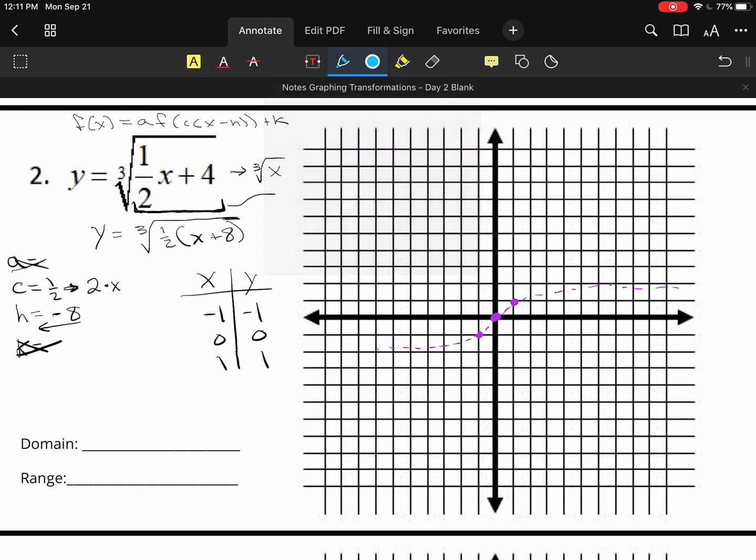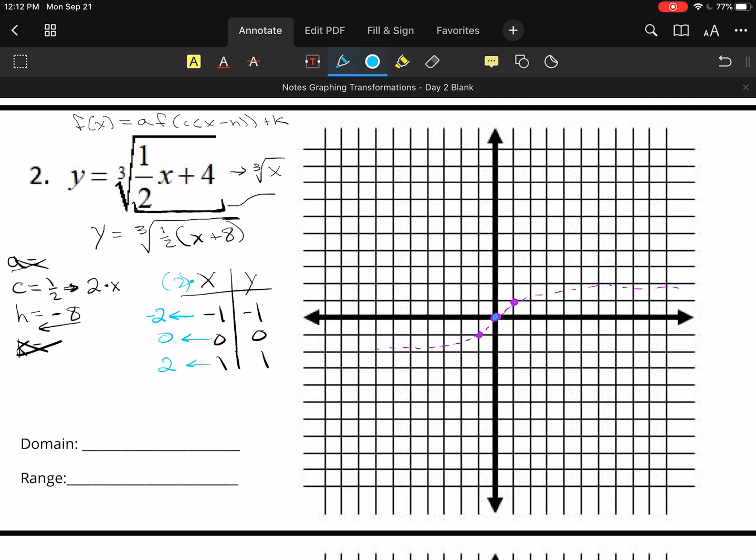Now, let's go through and multiply all of my x values by 2. So -1 times 2 gives me -2. 0 times 2 would give me 0. And then 1 times 2 would give me 2. Now, I'm going to do this in 2 steps. So I'm first just going to graph the C and how that affects my graph.